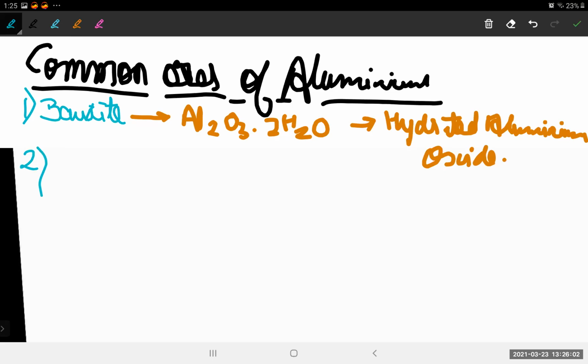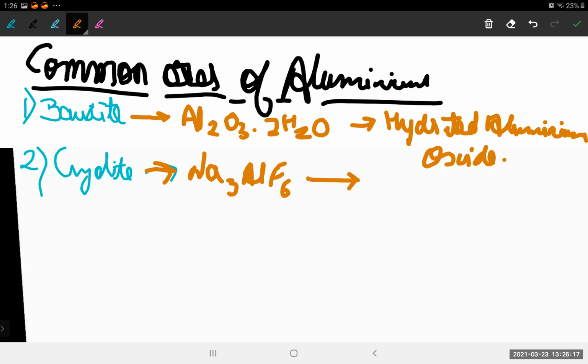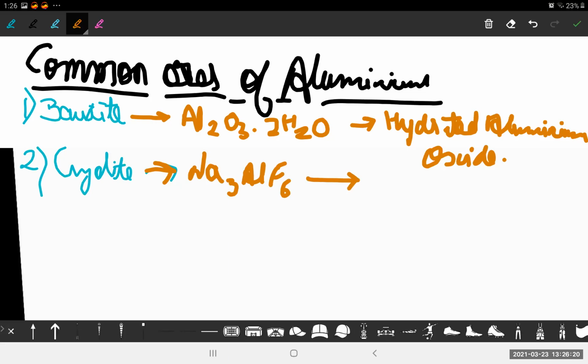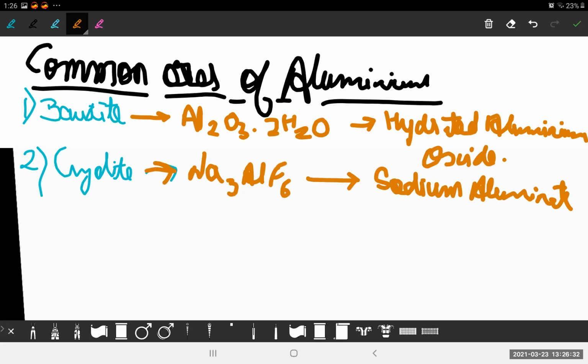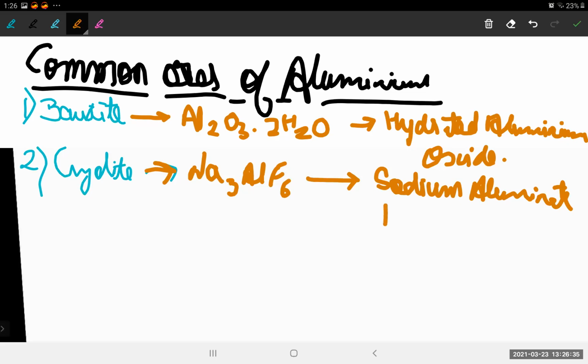The second ore is cryolite. Okay, cryolite. Now, what is the chemical formula of cryolite? Let's look at it. Chemical formula Na3AlF6. Okay, and what do we call it? We have read this in analytical chemistry, right? Sodium aluminate. And here is one more thing, that is this fluorine, right? F6. So we'll call it sodium aluminate fluoride.